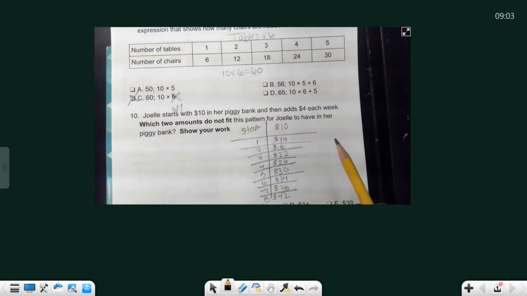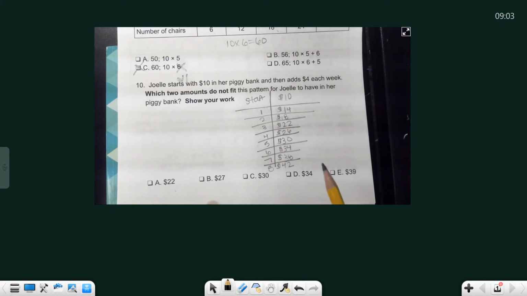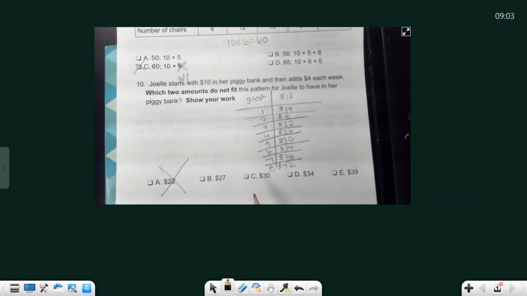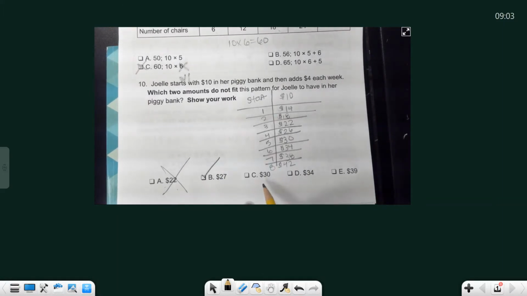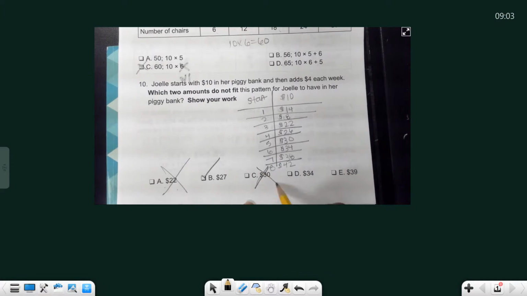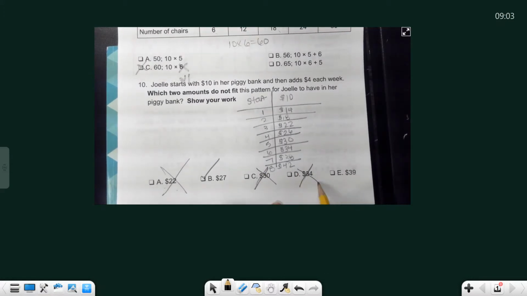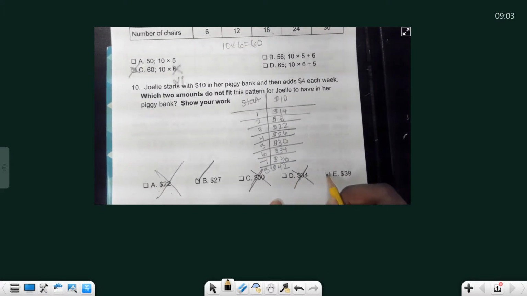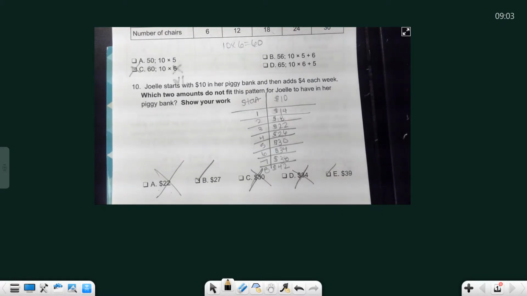Now, let's look at what we have as an option. Which two are not a part? Do we have $22? Yes. So we're not going to select that one. Do we have $27? No. So we will check that off. Do we have 30? Yes. Not going to use that one. 34? Yes. Not going to use that one. 39? No. We'll check that one. So B and E. B. You have D. B and E.